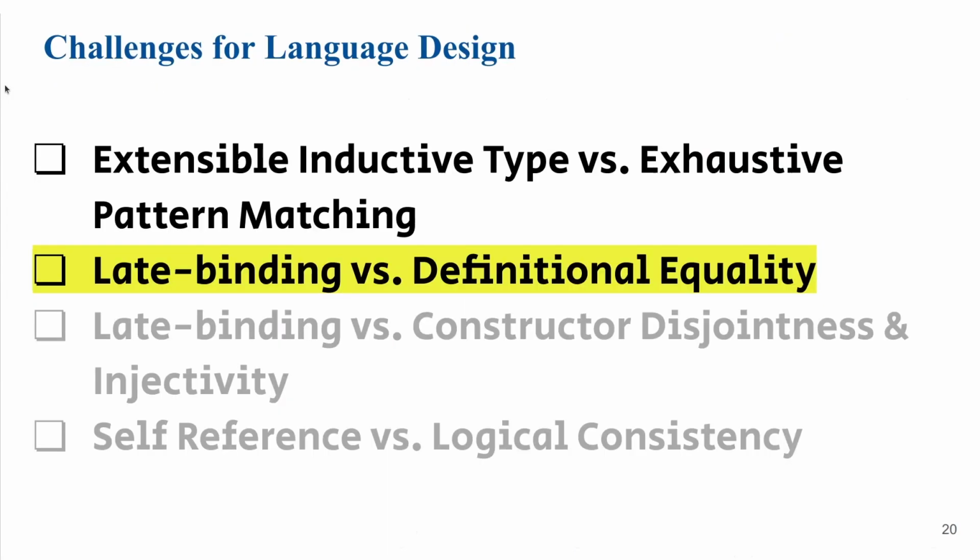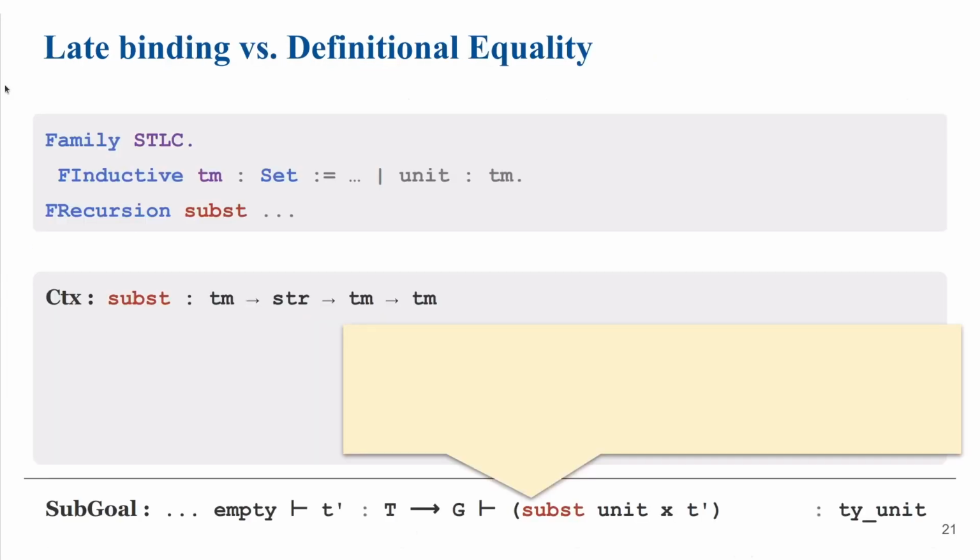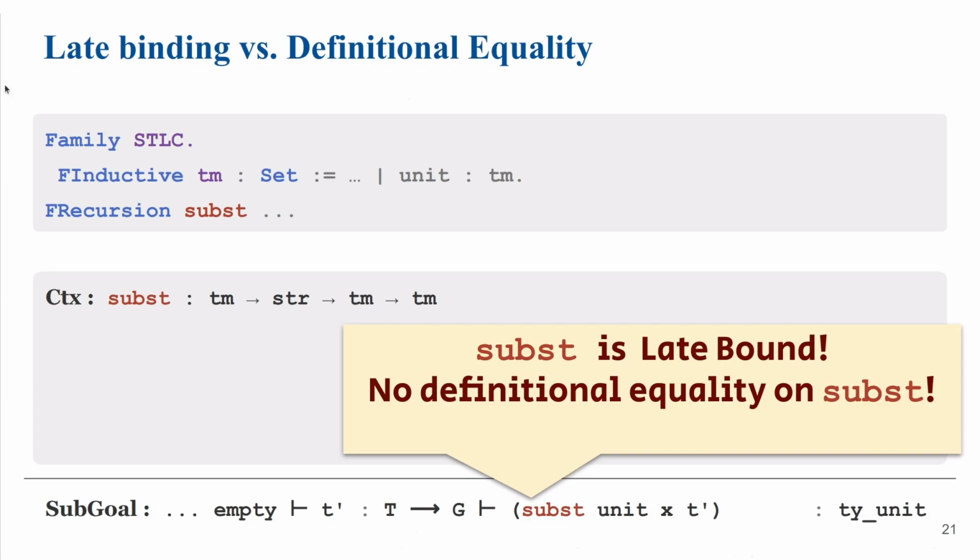Late binding allows flexibility, but it seems incompatible with having the definitional equalities that a Coq programmer takes for granted when programming in a proof assistant. For example, we are proving a lemma about the substitution function. In Coq, we could simply prove this lemma by unfolding the substitution function. However, as we discussed before, substitution is late bound, and thus we lost the definitional equality on substitution, and we cannot unfold it.